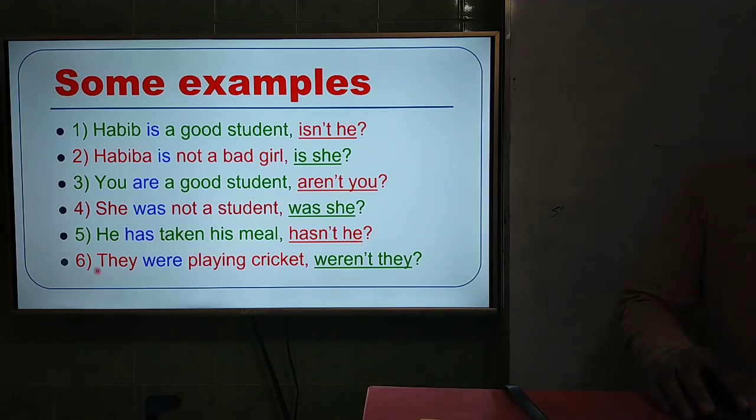Now question number 6, they were playing cricket. The sentence is in affirmative form, so the take question will be negative. So after the comma we have to write the negative form of "were not", and the short form of "were not" is "weren't", and "they" will be "they".